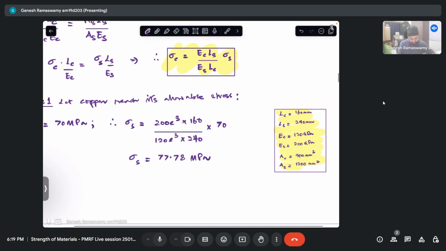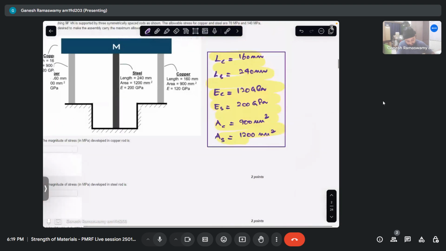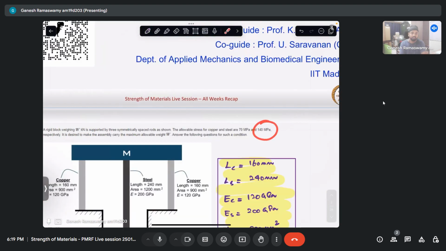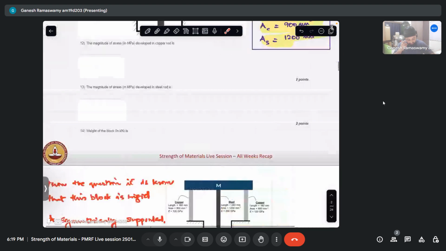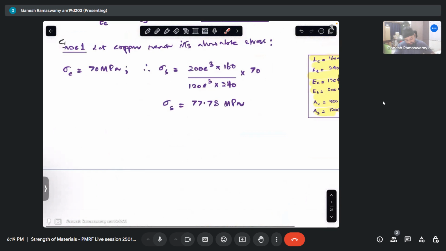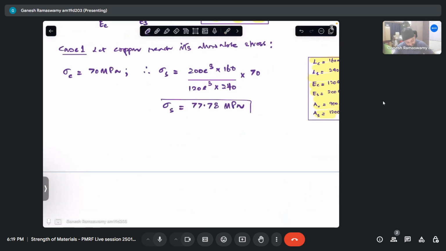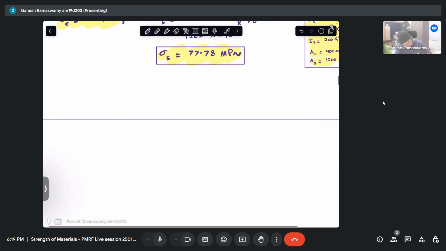And this we can see is below the allowable stress in steel, which is 140 MPa. So this possibility is definitely not ruled out. So we have to see, in order to maximize it, which possibility will actually hold good. So this is all right. So let us say case 2, that steel reaches its allowable stress.